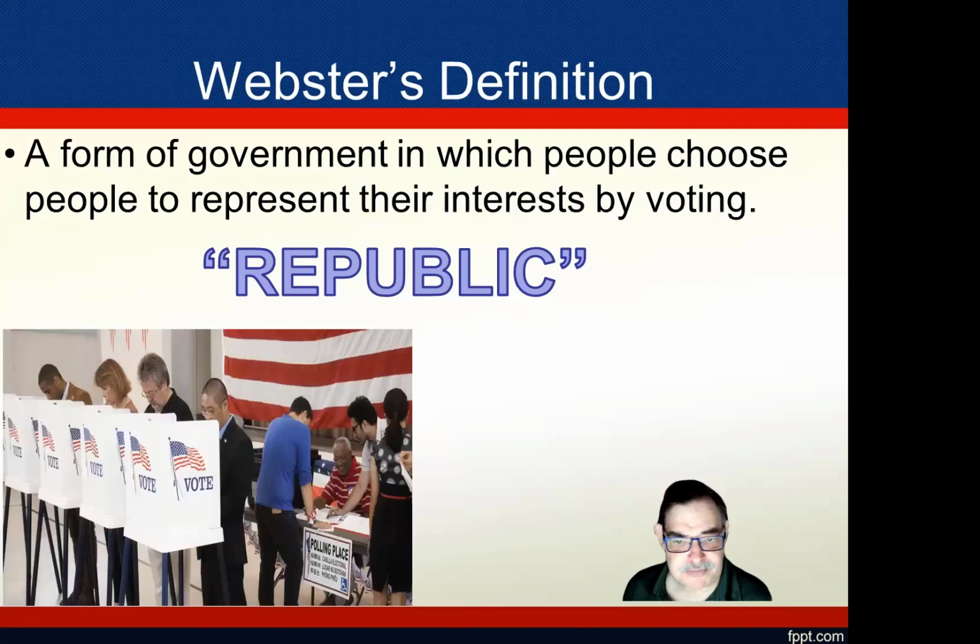So a form of government in which people choose people to represent their interests by voting is called a republic. We also call it an indirect democracy. And in this type of democracy, people have the right to vote and participate. And what they do is they vote on someone who then makes decisions for them because it's a lot more convenient for the citizen, and it's also more efficient for the government.